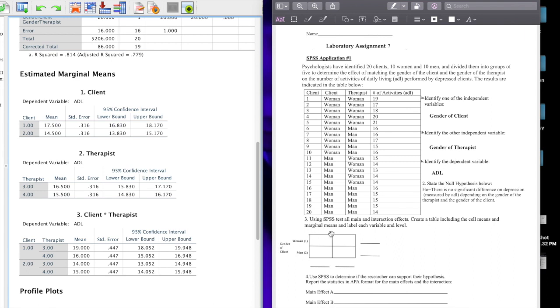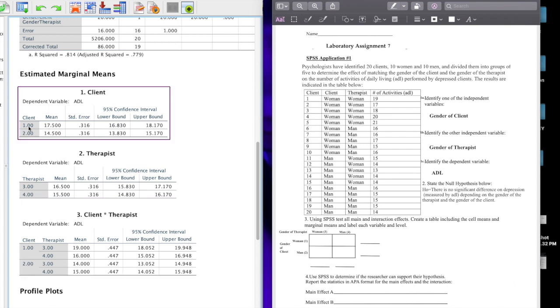And then I'm going to have to put my other IV up here. So gender of therapist. And so again, we're going to have woman, but this time it's going to be coded 3. And we're going to have man, and we coded that as 4. Okay, so we have women coded as 1, man coded as 2 under client, and then for the gender of the therapist, women are coded as 3, and men are coded as 4. Okay, so now we can start filling in these values.